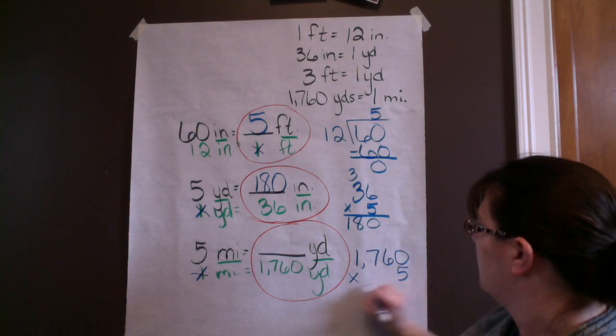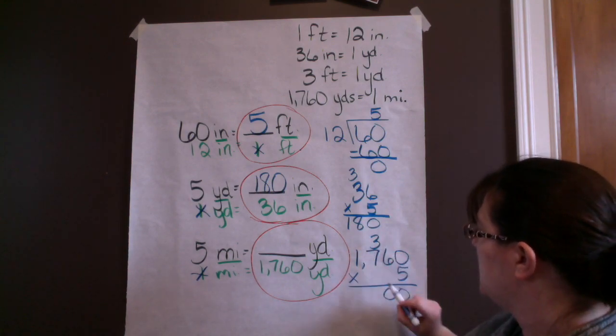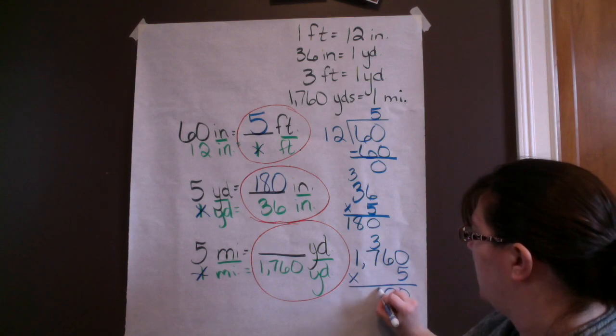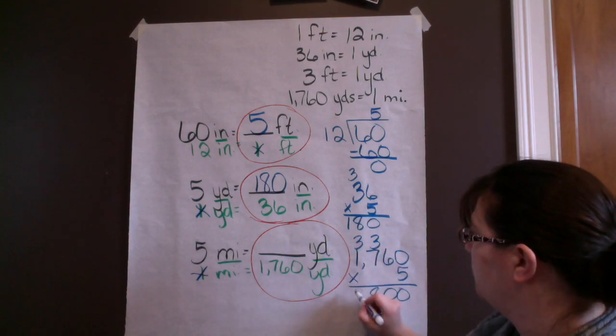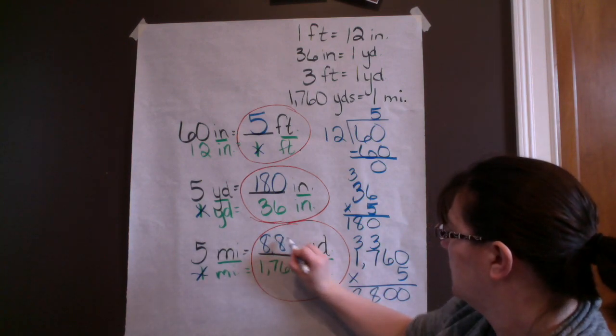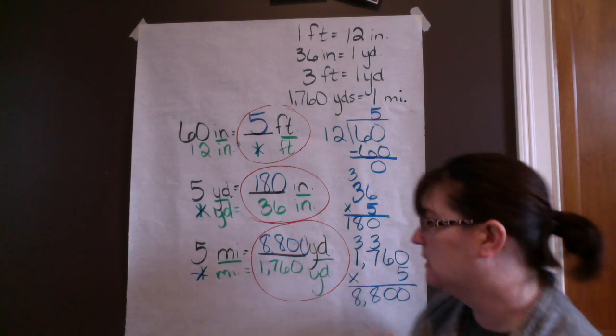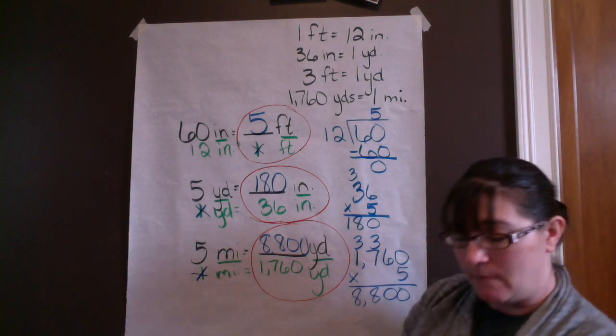1,760 times 5. That's 30. 35 and 3 is 38. 5 times 1 is 5 plus 3 is 8. 8,800 yards in 5 miles. Okay, I hope this helps you.